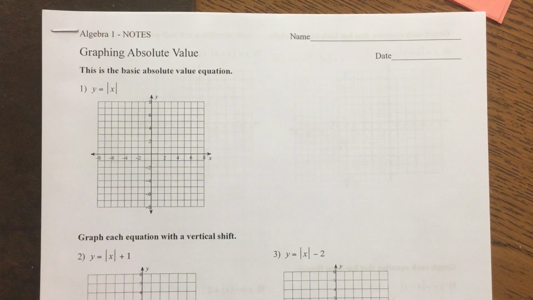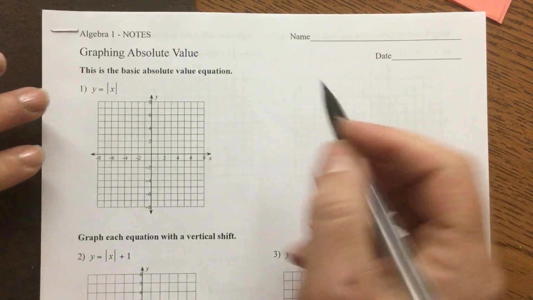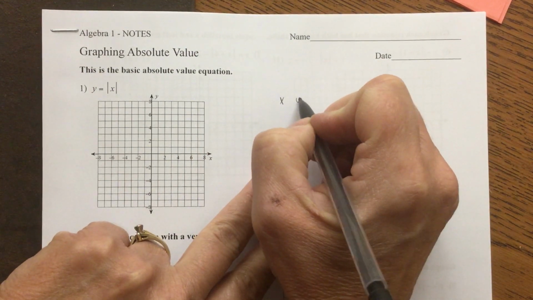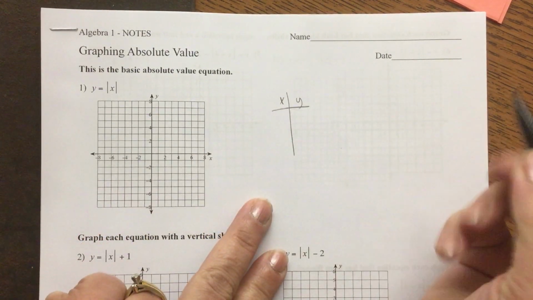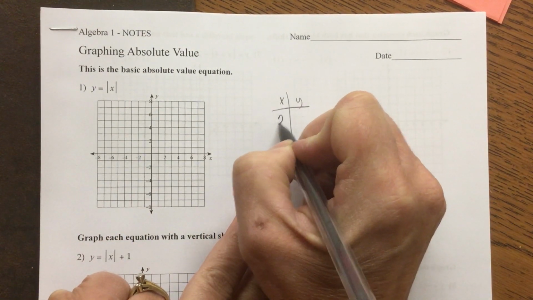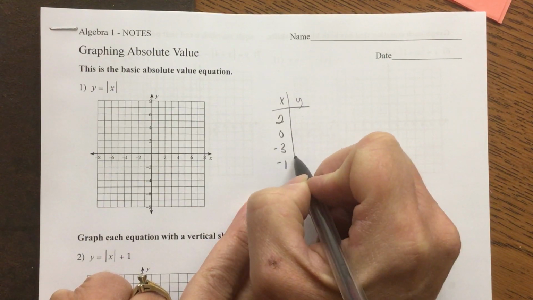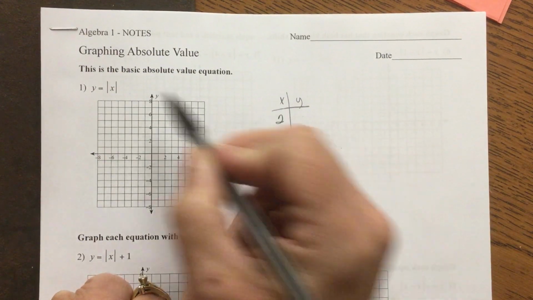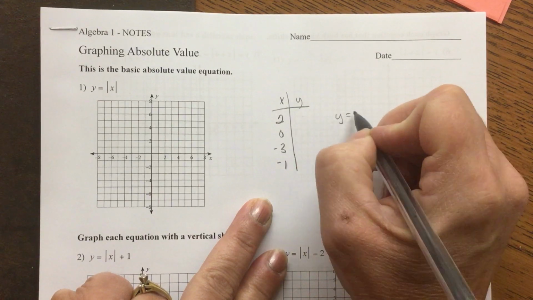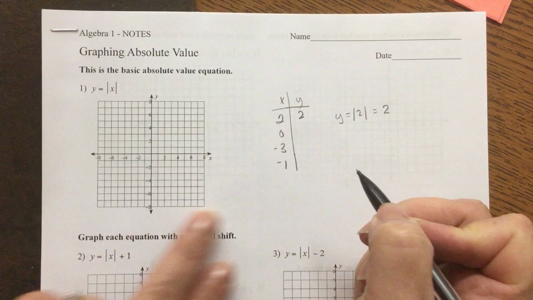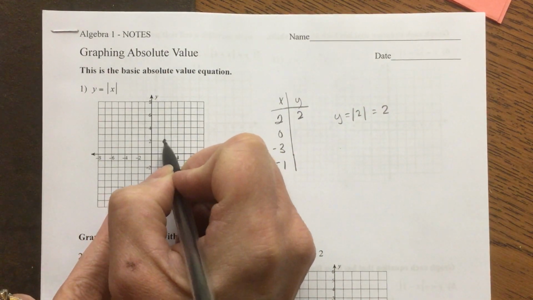Okay, so on this worksheet, I'm going to show you how to graph absolute value. So if you have y equals the absolute value of x, we're going to make a little xy chart and plot some points. And we'll put in maybe 2, 0, -3, -1. And so if you plug 2 into this equation, you get y equals the absolute value of 2, which equals 2. So it's going to go through the point 2, 2.